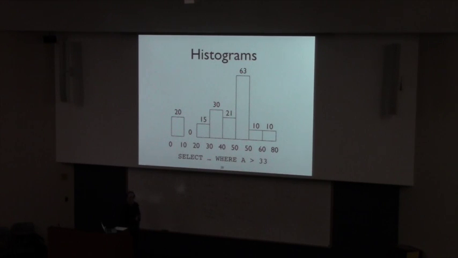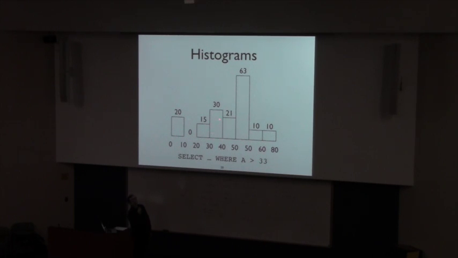What about A is greater than 33? So how would I go about doing this? So what would I do with this bucket? You break the bucket into two. So things that are less than or equal to 33, and things that are greater than 33. So 34 and up, how many entries are there? Six or seven, depending on how you count it. So let's say six, make that a little bit easier. Six entries out of 30 gives us 18 entries.